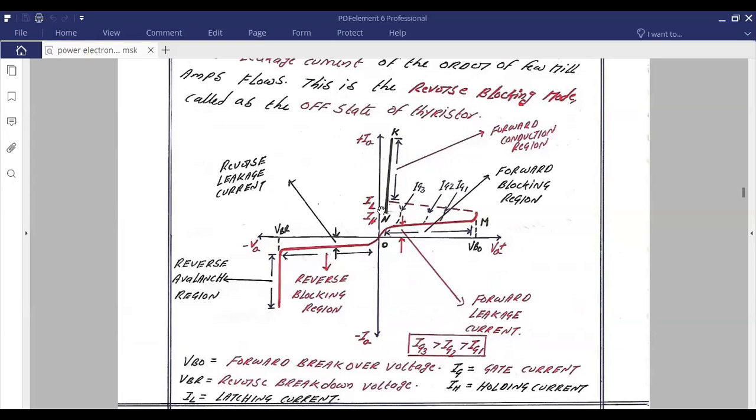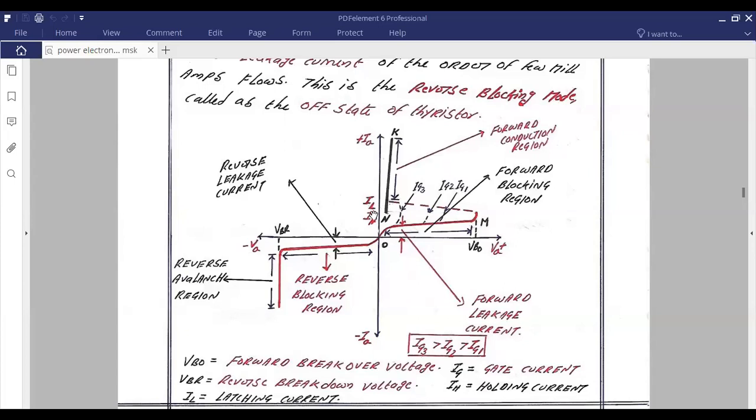The latching current is defined as the minimum amount of current required across the device, between anode and cathode, to make the device move from its forward blocking state to the conducting state. Once again, the latching current is the minimum current required for making the device move from its blocking state to the conducting state.